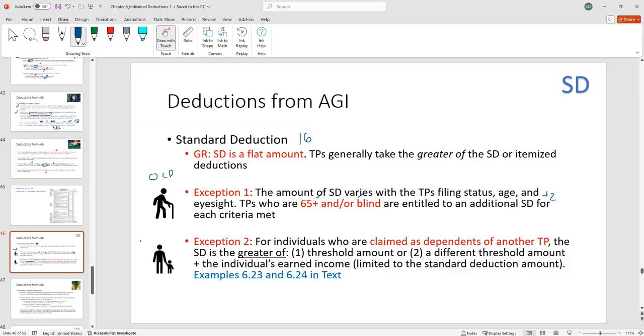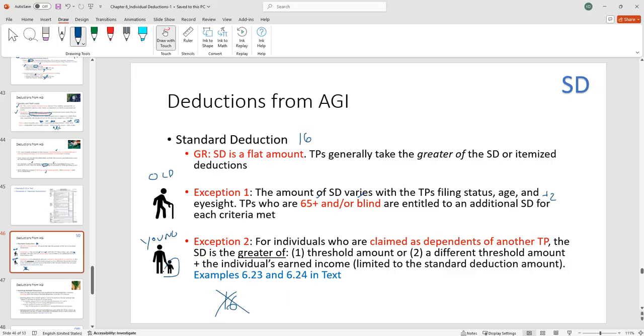So that's the first exception. Or if you're young, right? Your standard deduction is modified if you're young. In this case, you don't get anything on top of it. Instead, your standard deduction, it's not 16, right?